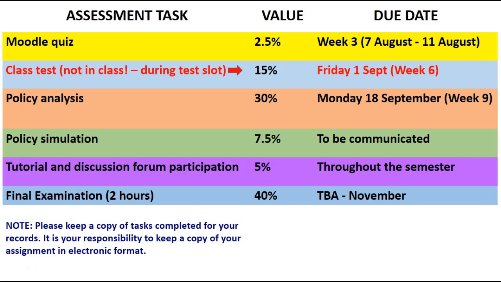So we'll leave it for the moment. Also important, 5% tutorial and discussion forum participation. That is important. It happens throughout the semester. You will only get your 5% if you attend all tutorials and you participate in all forum discussions. Okay, so it depends on how much you want to be involved this semester. If you're involved a lot and you attend all tutorials, then there's a pretty good chance you'll get 5 out of 5 for that one. So it's worth looking into.